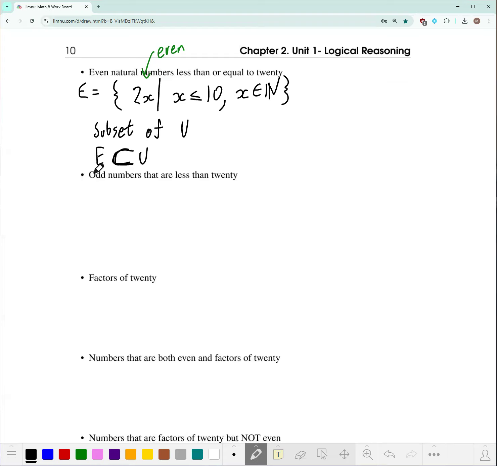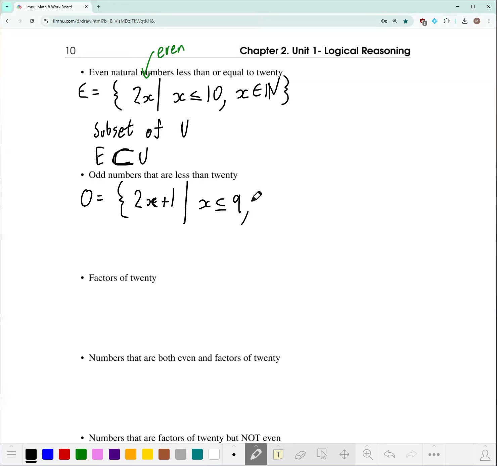Okay, how about O? Let's call O a set of odd numbers that are less than 20. We don't have to include the equal sign then, because that doesn't make sense. 20 is even. Remember, if we have a special way to denote even, we also have one to denote odd. An odd number is always just one more than an even number. So we'll use 2x plus 1, such that if we have x all the way up to 10, we're going to get 21, so that doesn't work. So we have to say x is less than or equal to 9.